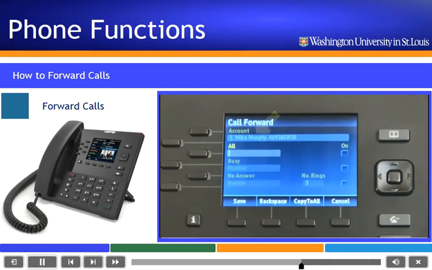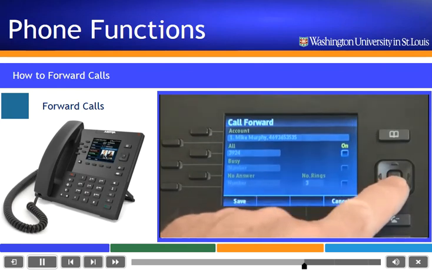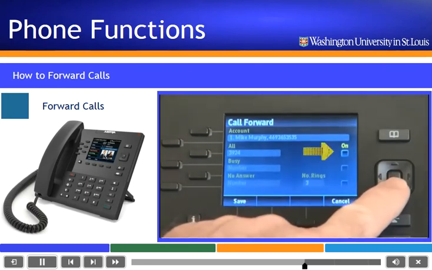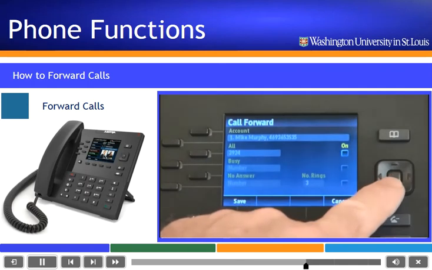The account shows the name and number we are forwarding. Notice the field All is highlighted. I'll enter the phone number where I want all calls to be forwarded to. Use the navigation pad and press the down arrow once to move on to the next field, On. This is where we will turn Call Forward on or off. A check mark in this box indicates Call Forward is on. No check mark indicates Call Forward is off.